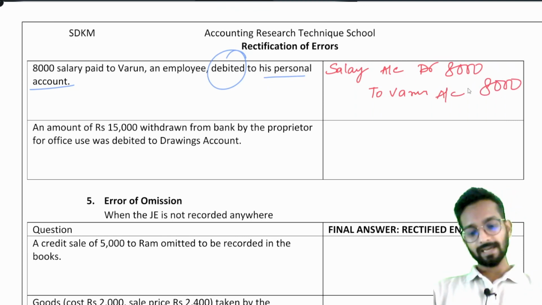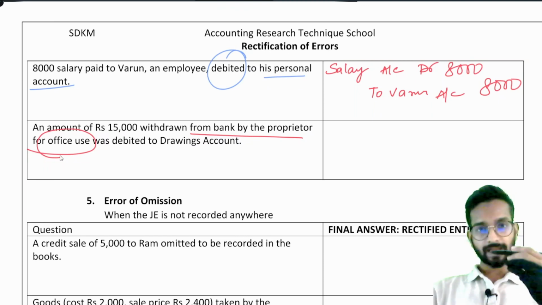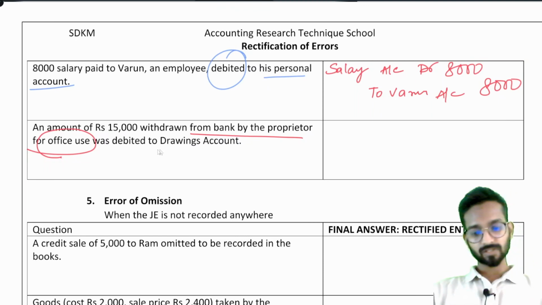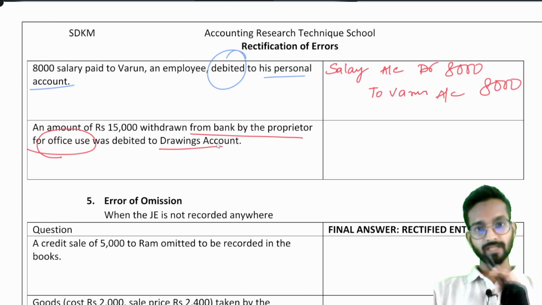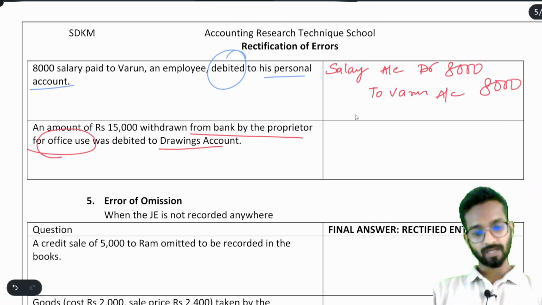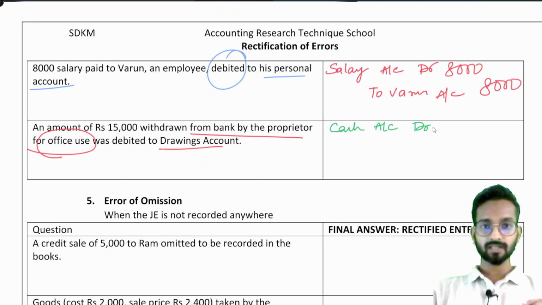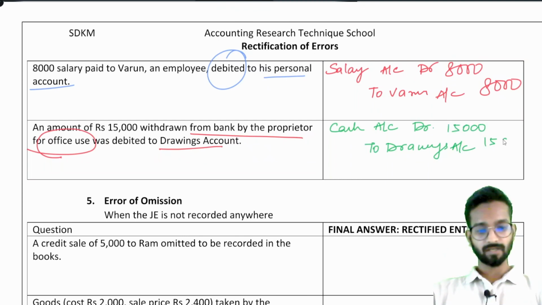Understood? After this, an amount of 15,000 was withdrawn from bank by the proprietor for office use. If you are withdrawing for office use, what will you write? Cash account debit to bank. It was debited to drawings, but I have written drawings to bank. It means I was supposed to debit cash. By mistake I have debited drawings. So first I will write, I was supposed to write cash account debit. Then what is the wrong thing I did? Drawings account debit. So to correct it, to drawings account. Amount is 15,000 and 15,000.